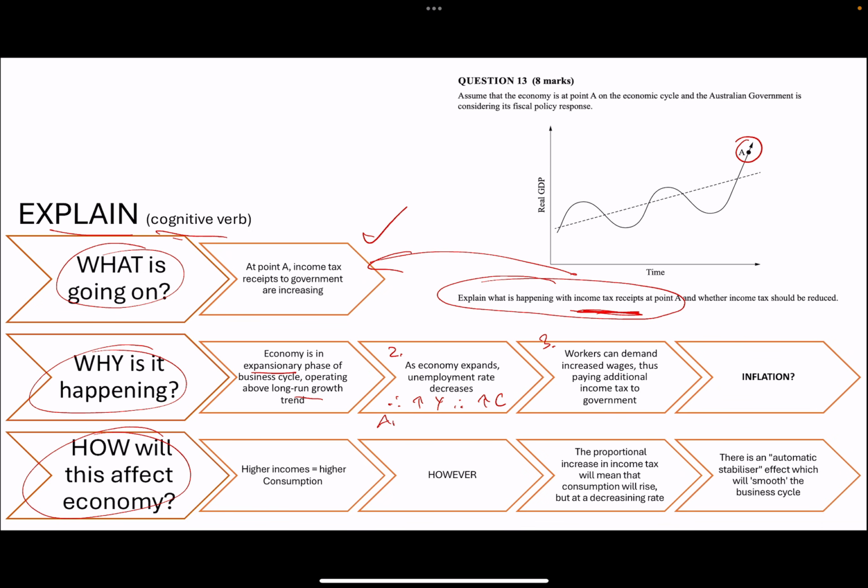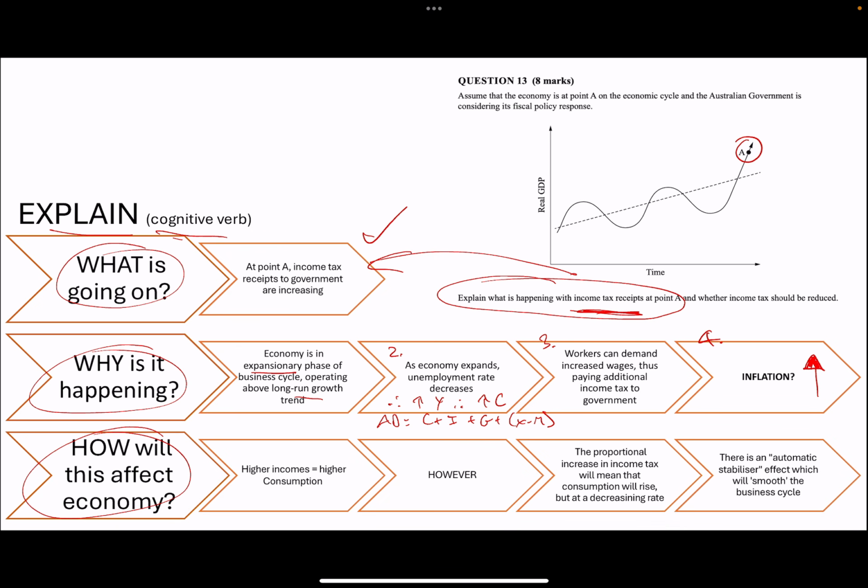Once again, we can think about our AD equals C plus I plus G plus X minus M. Circular flow. Now the question I want you to think about here at the end here, guys, is number 4. What's happening with inflation when we're in an expansionary phase of the economy? What's happening with inflation? Okay, unemployment rate is decreasing. We know that there's a Phillips curve relationship, and so therefore inflation is likely rising.